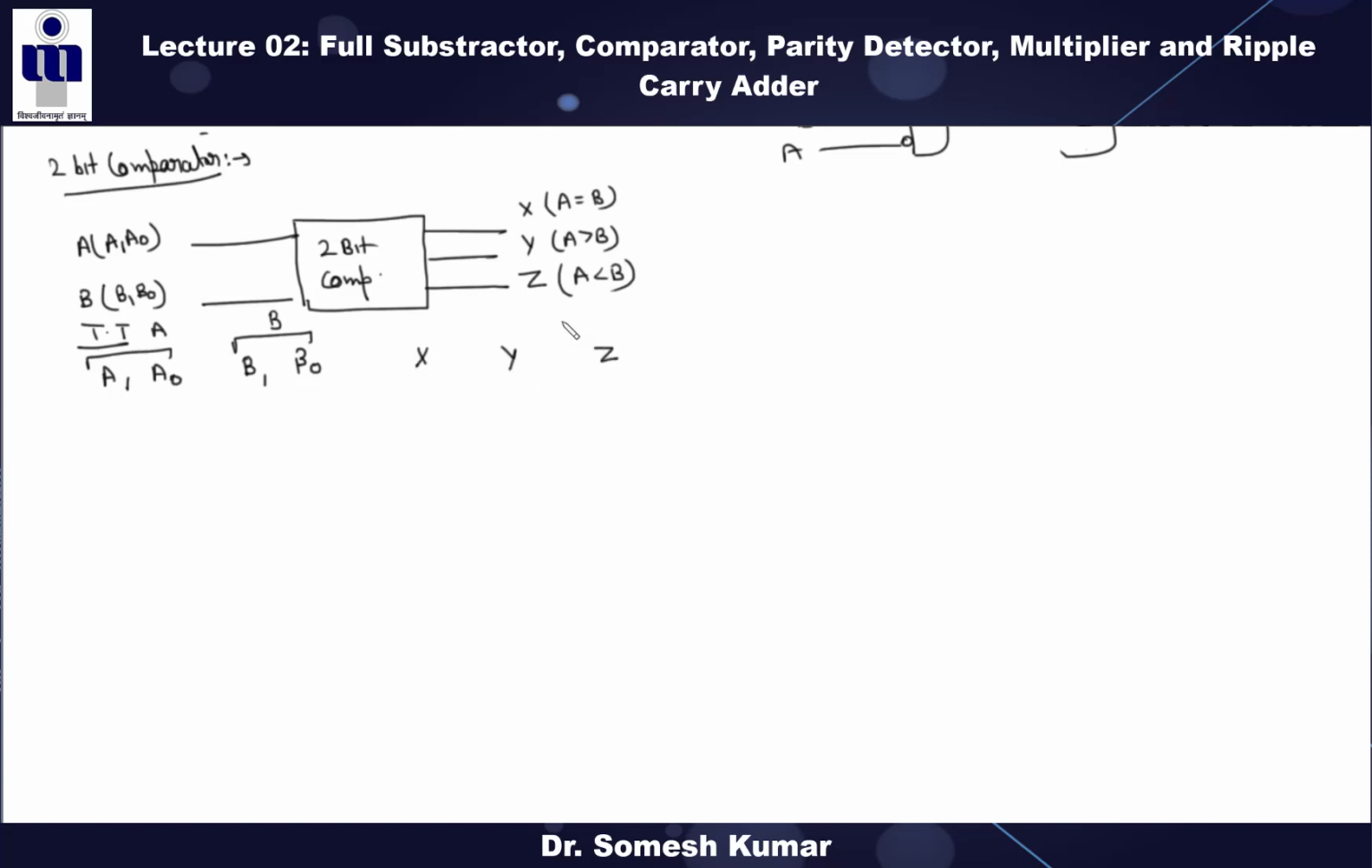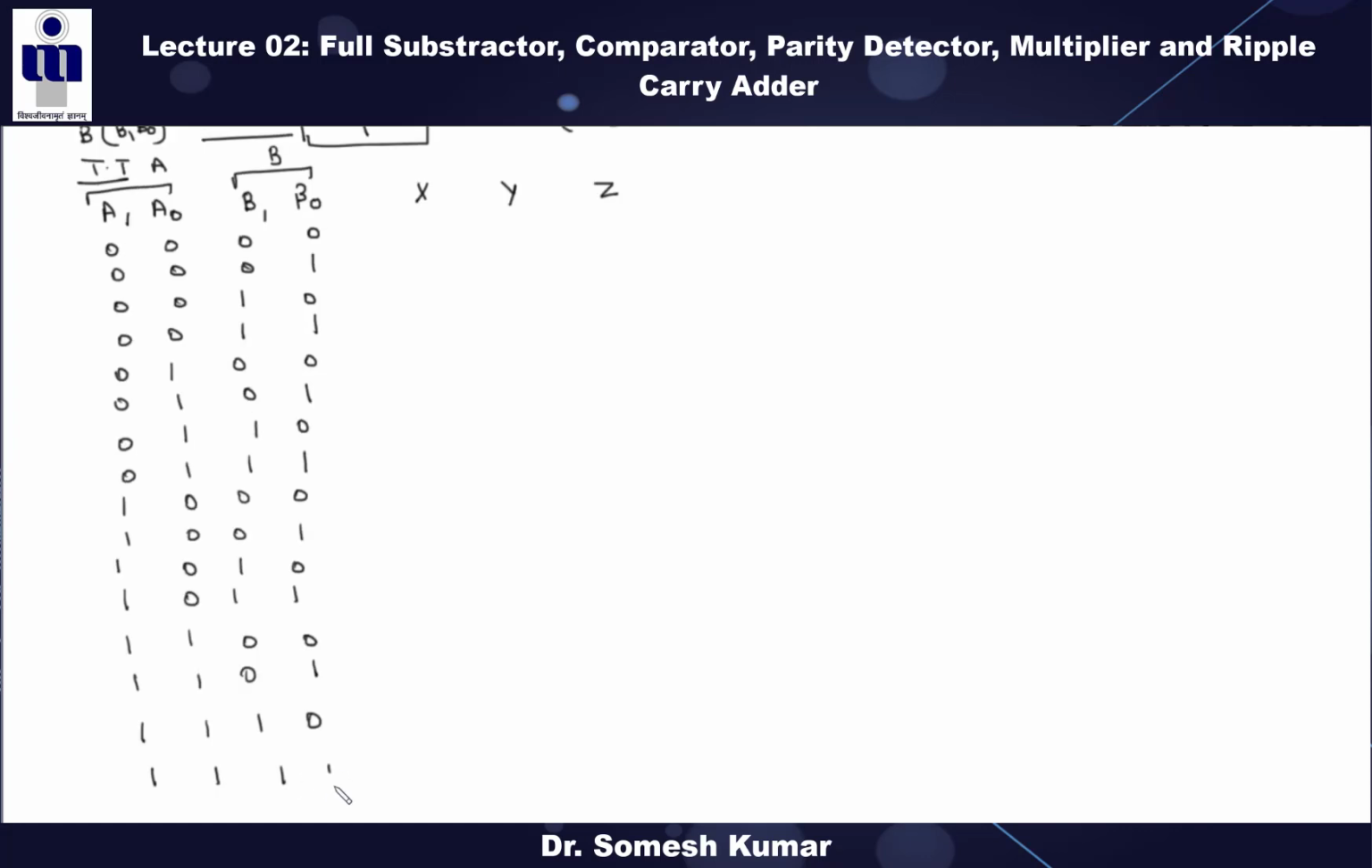16 combinations, right? Start from 0, 0, 0, 0. These are your possible combinations for A naught, A1, B naught, B1. Now, what is X? X is basically the condition when A is equal to B. Y, I already told you, is when A is greater than B, and Z is when A is less than B. So based on the inputs, now we have to find out all the outputs.